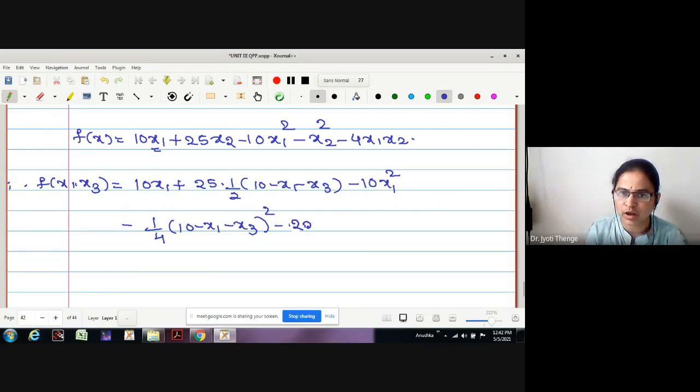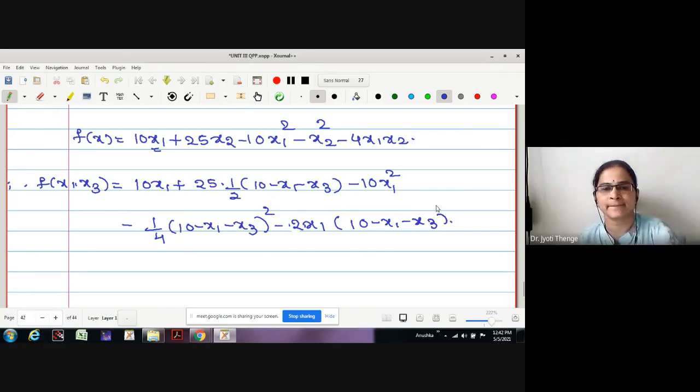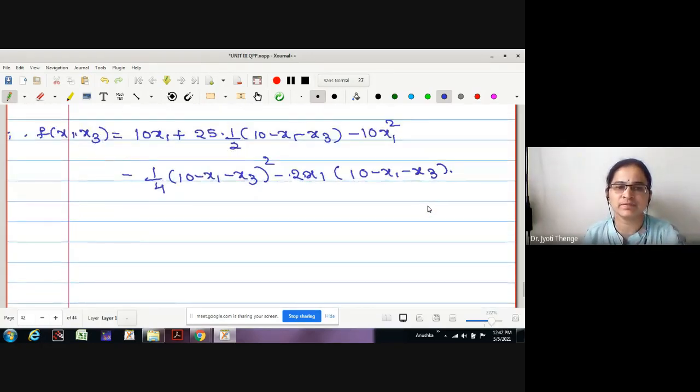This is 2 x1, 10 minus x1 minus x3. Is that okay? Next step, we'll find the derivatives with respect to x1 and x3. First, let me find dou f by dou x1. What's the dou f by dou x1 value?